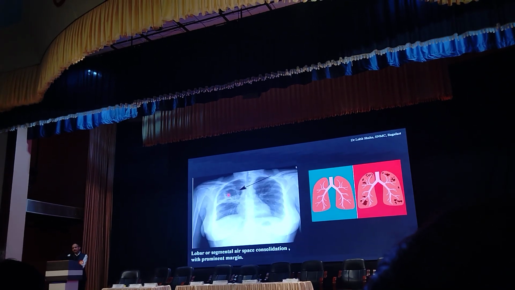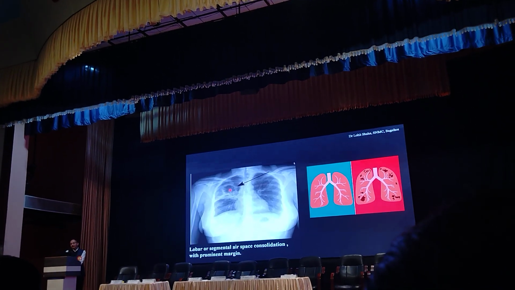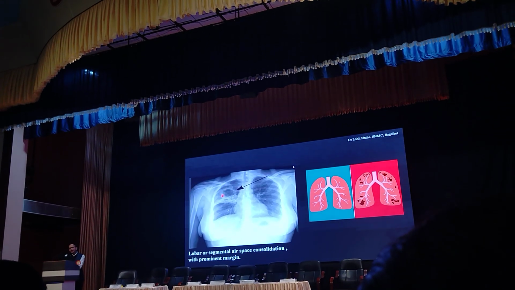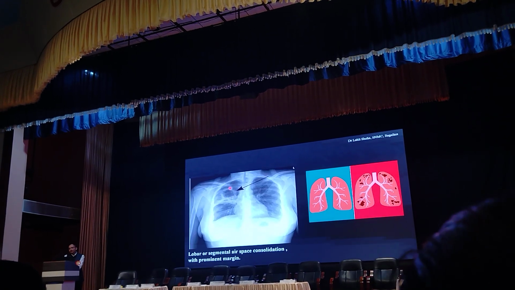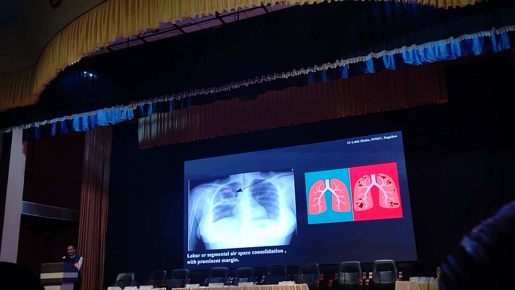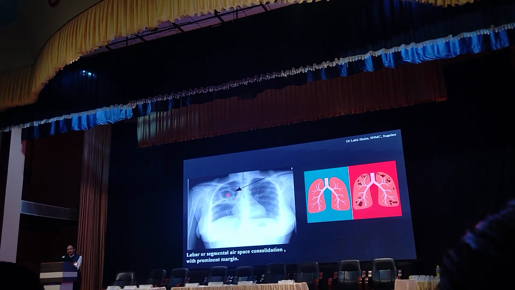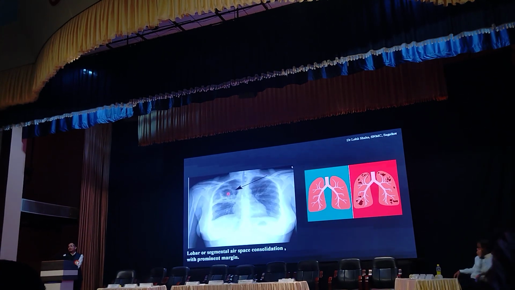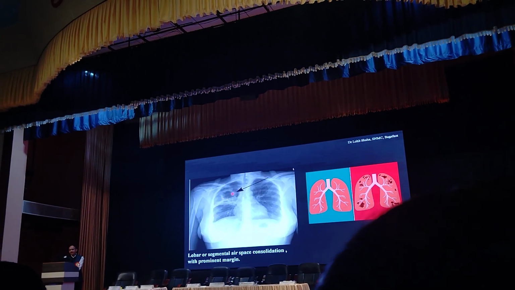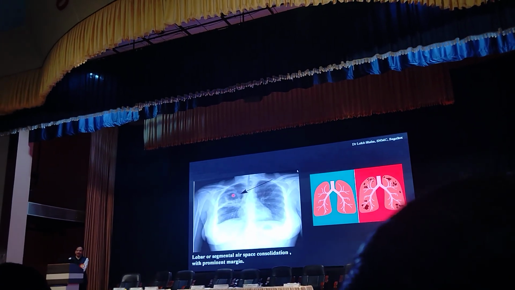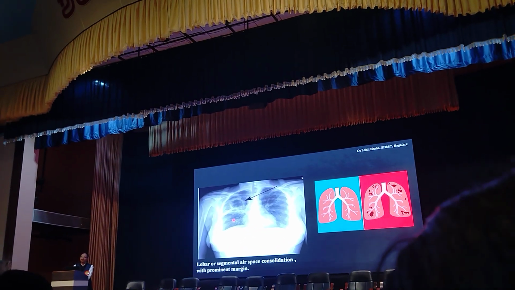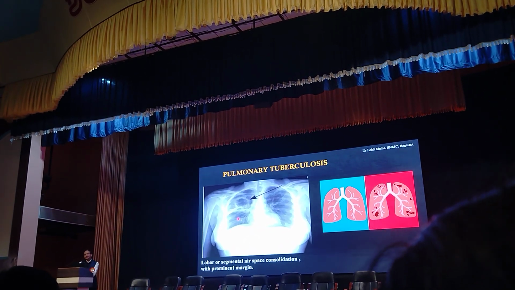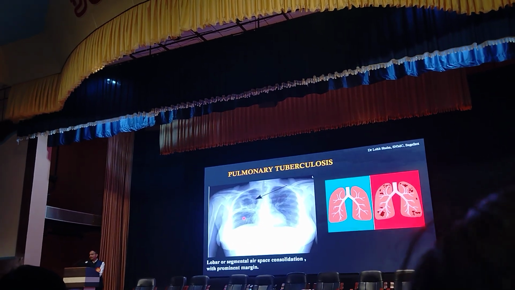There is a black-colored air space, but that air space has a prominent border. So this is lobar or segmental air space consolidation with prominent margin. Like this, you can see in which part it is present, the upper part or the lower part of the lung? Correct. So that is what pulmonary tuberculosis is.